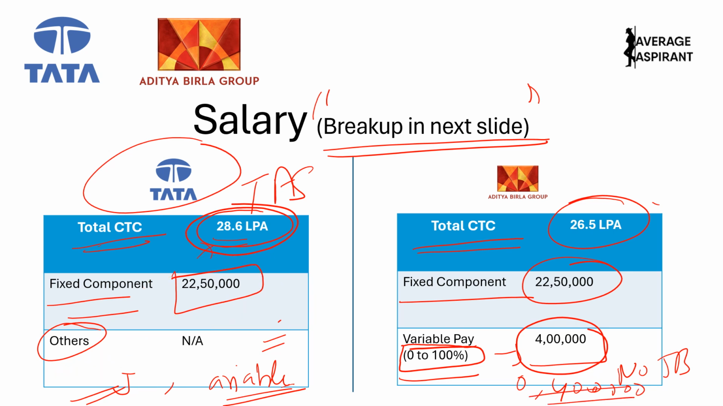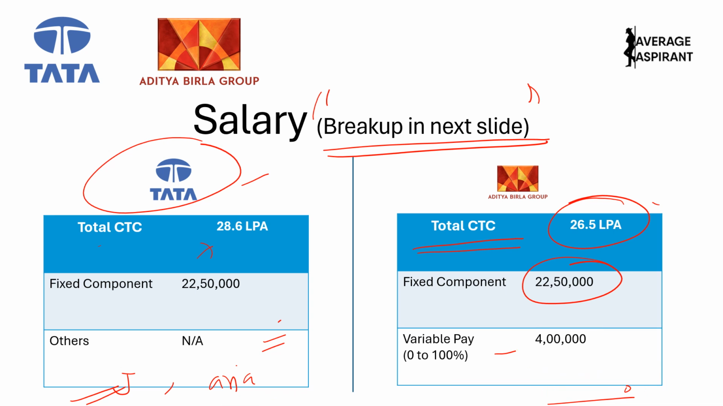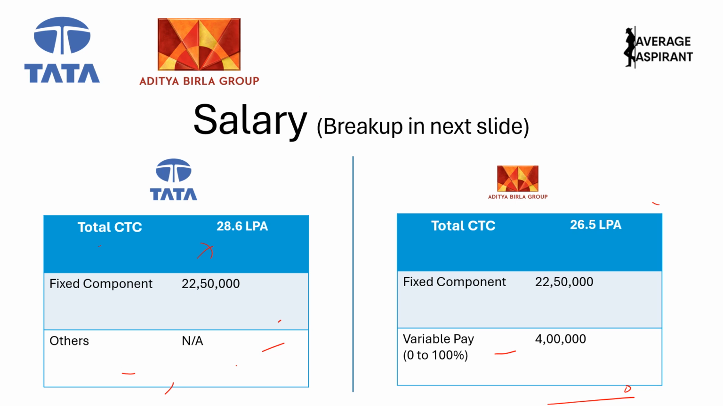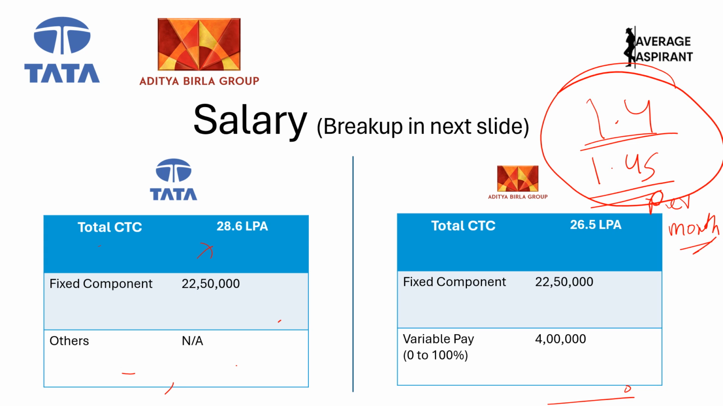Okay. Now, how much will you get in hand? Again, it depends on the structure and everything, and also various deductions that you might have. But roughly, from what I've heard from my friends, they are getting 1.4 to 1.45 lakhs per month. So this is what you will get if you get selected as a TAS or ABG trainee, right? Moving on to the breakup in the next slide.